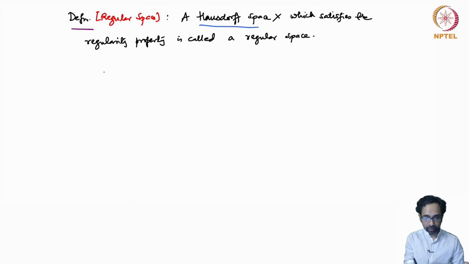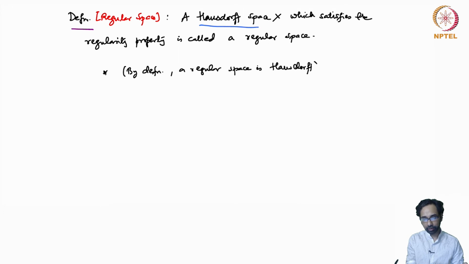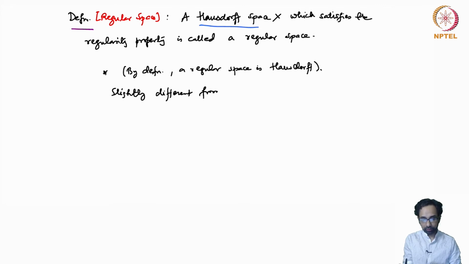So what we get immediately is that by definition, a regular space is Hausdorff. So this is slightly different from the definition in Munkres.